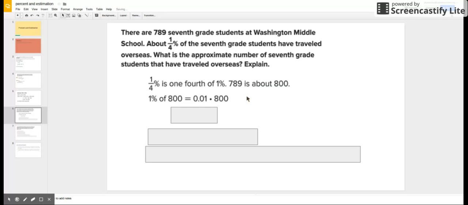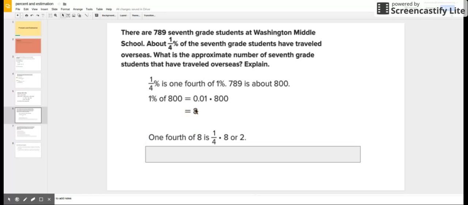So first thing I'm going to do is try to figure out what 1% of 800 is. If I figure out what 1% of 800 is, I can just move the decimal point over 2 places to the left, or you can use the fractions if you like to use the fractions, it's fine. 1% of 800 would just be 8, right? You just move the decimal place over 2 spaces to the left, you get 8. And then we want to figure out what 1/4 of 8 is. So 1/4 of 8, you just do 1/4 times 8 to get 2.